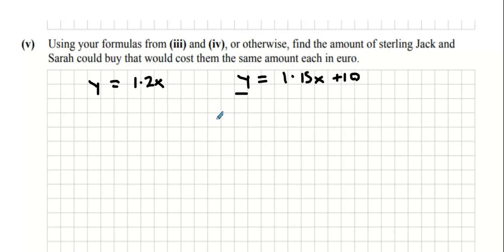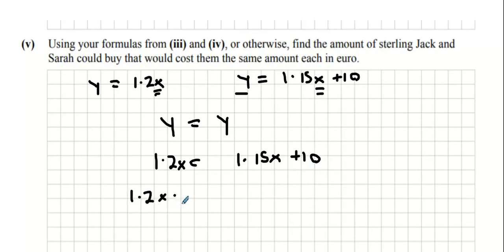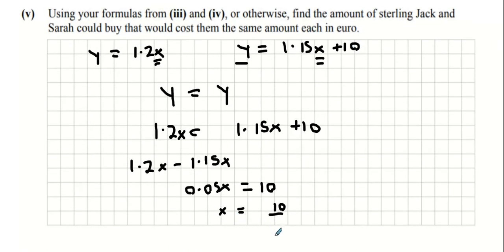Essentially, the amount of euro, which is y, equals in both cases because you're using the same amount of sterling, which is x. So it's going to be 1.2x equals 1.15x plus 10. Then we're going to go 1.2x take away 1.15x, which is 0.05x equals 10. Then we're going to divide 10 divided by 0.05, which will be 200 sterling. Yeah, 200 sterling when you put that into the calculator.